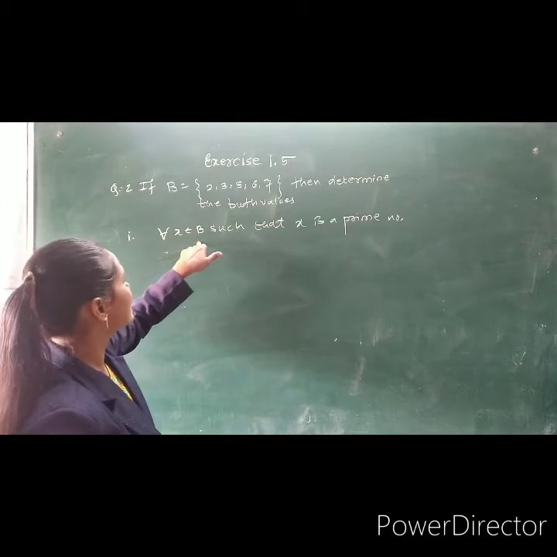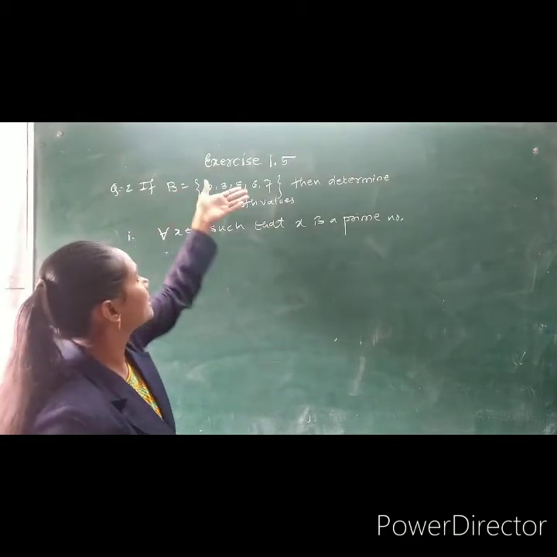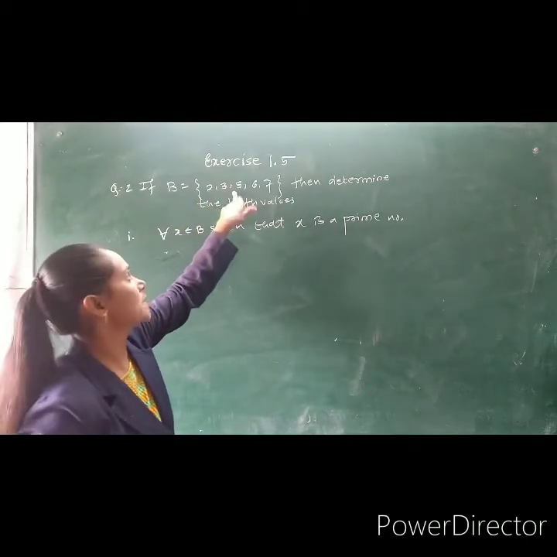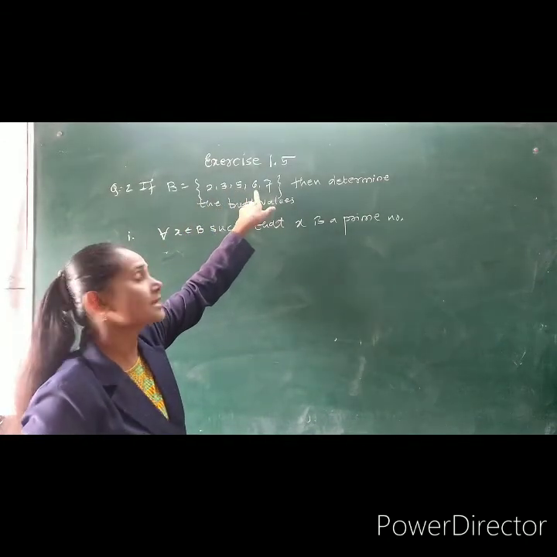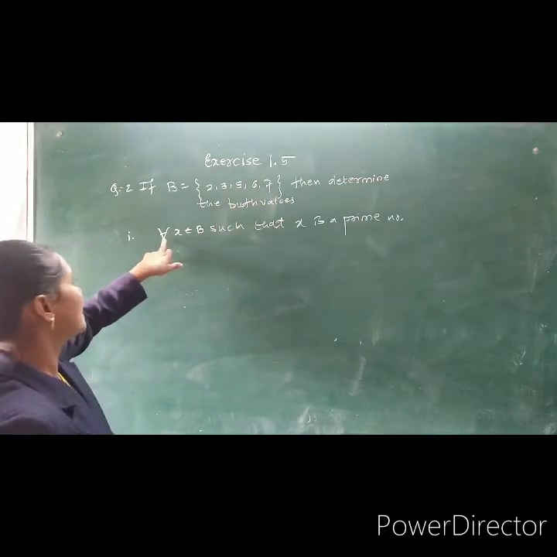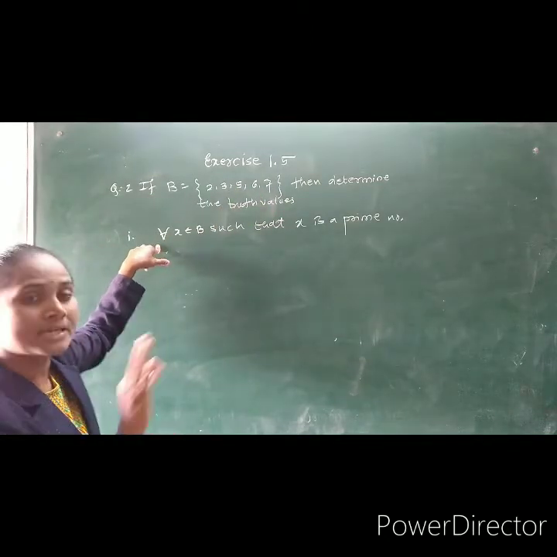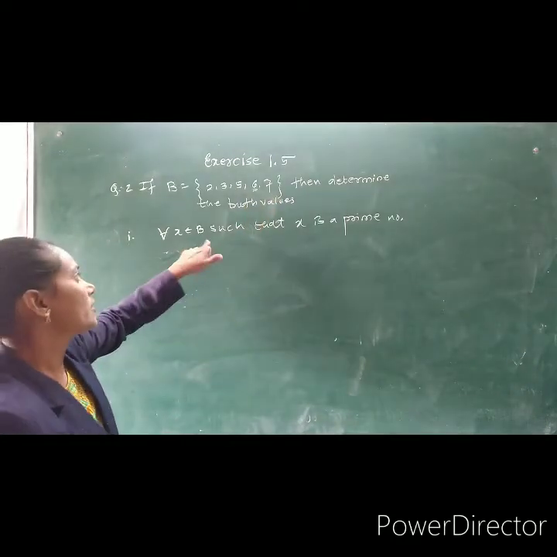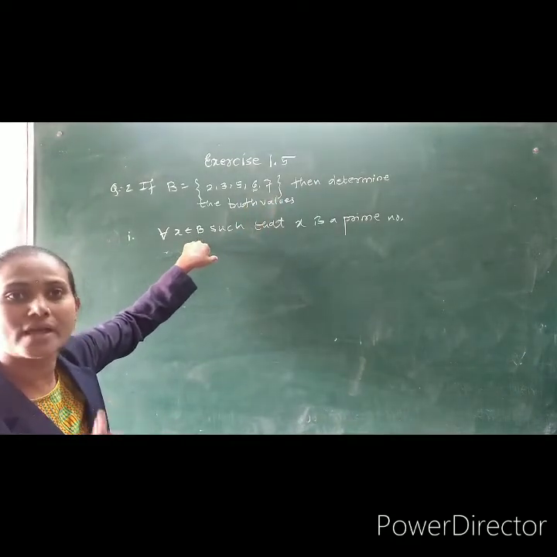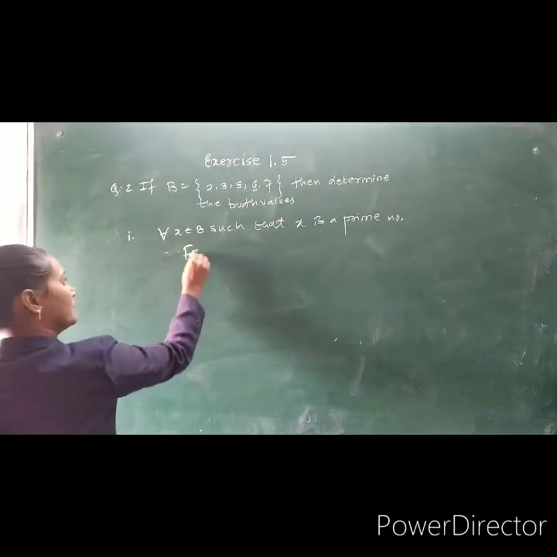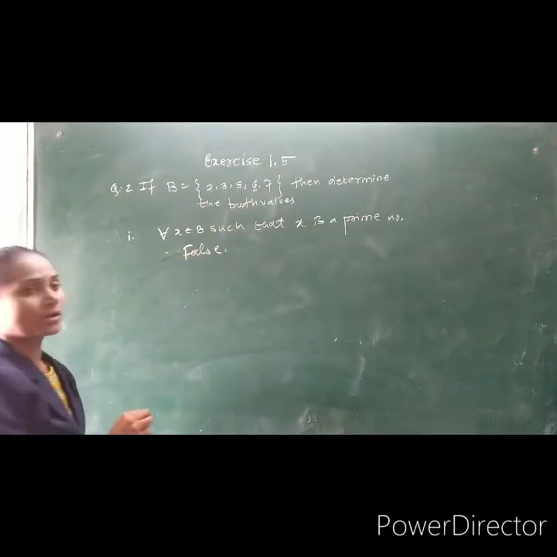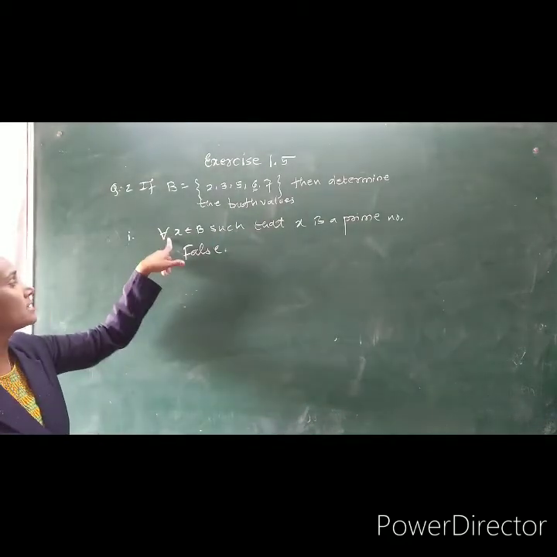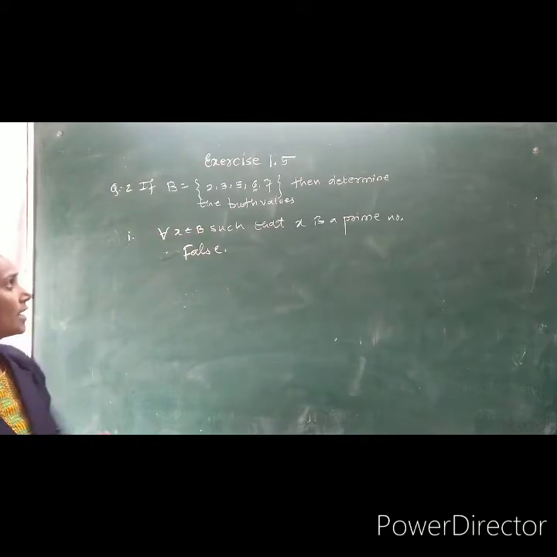This example says that in the set B all the numbers are prime. So we check: 2 is prime, 3 is prime, 5 is prime, but 6 is not prime. The statement says that for all x in B, x is prime, but 6 is not a prime number. So this statement is false, and therefore its truth value is false.